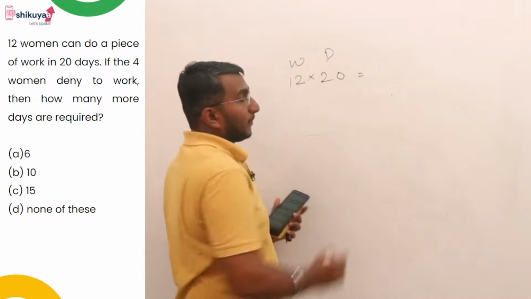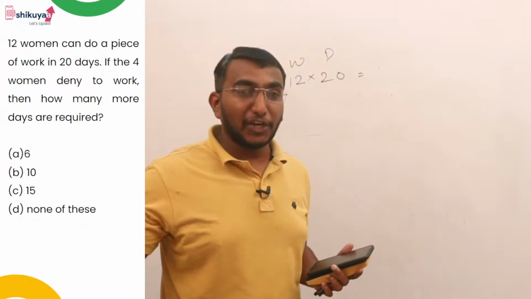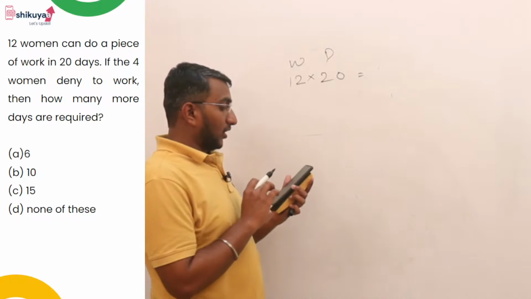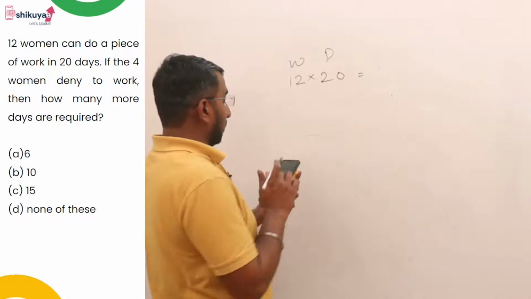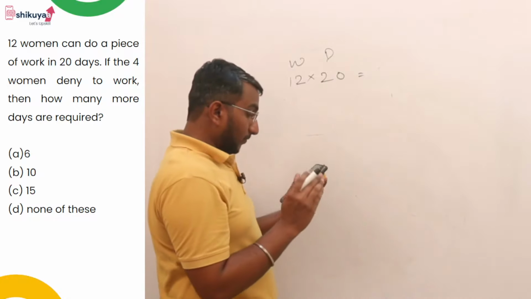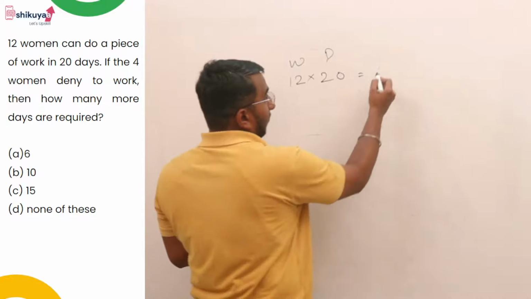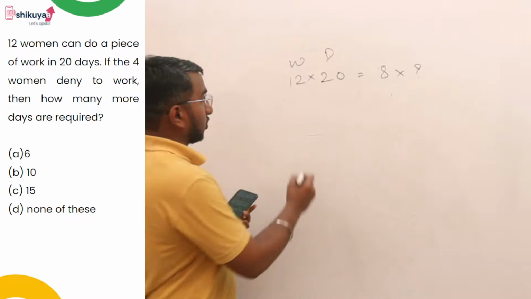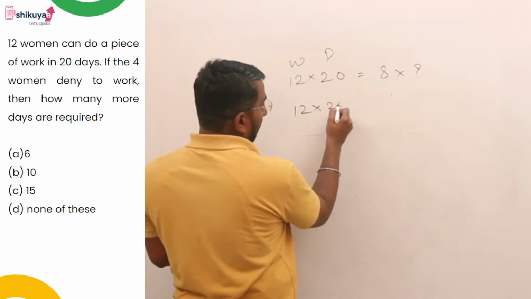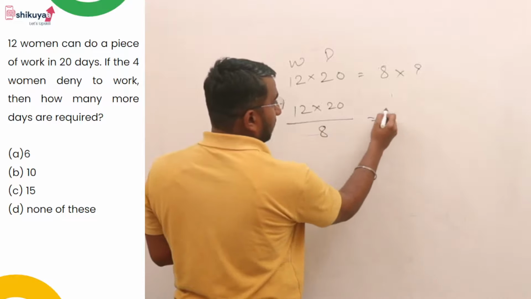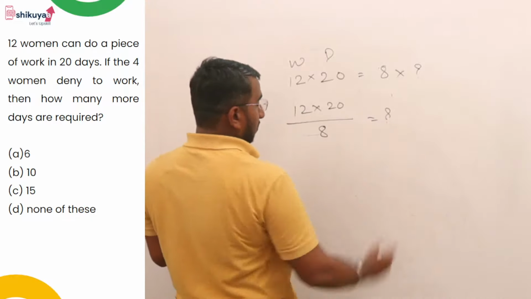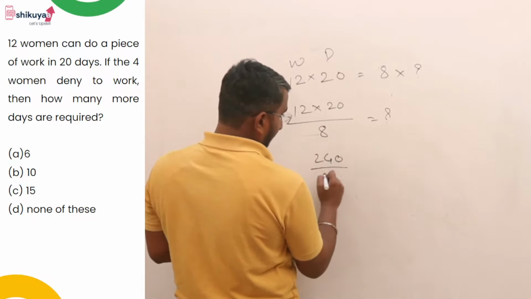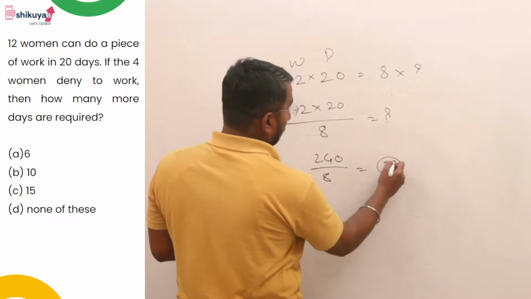So straight away, the number of men into the number of days they have worked is the total volume of the work. So here, 12 women do a work in 20 days. Here 4 refuse to work, means how many women have done it? 8 women. So the number of days required is 12 into 20 upon 8. So what's your answer? 240 upon 8 is equal to 30.